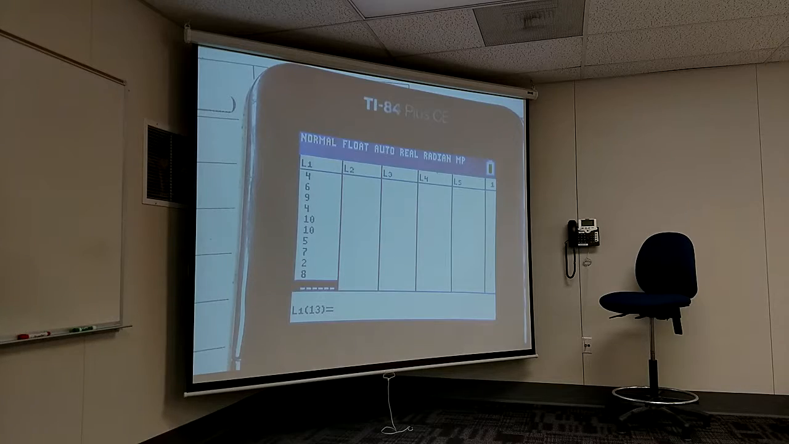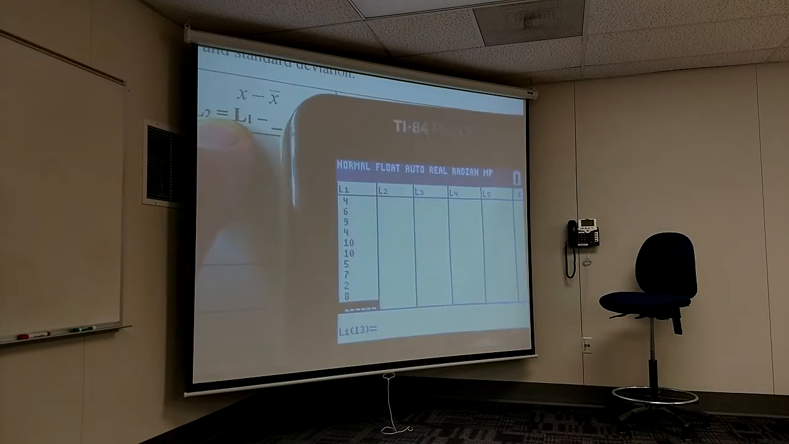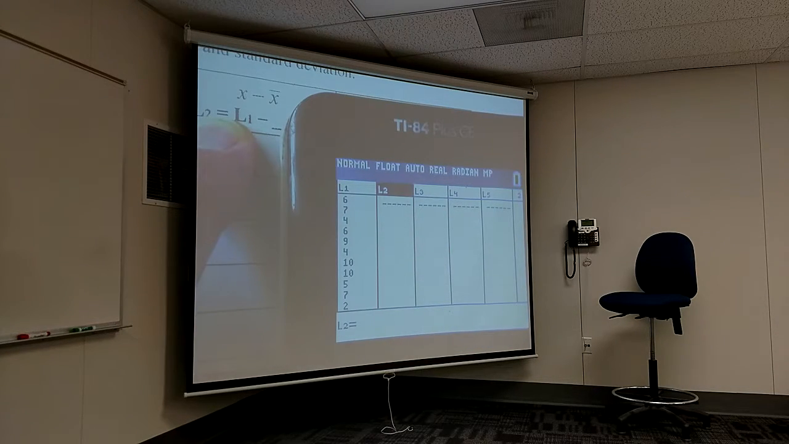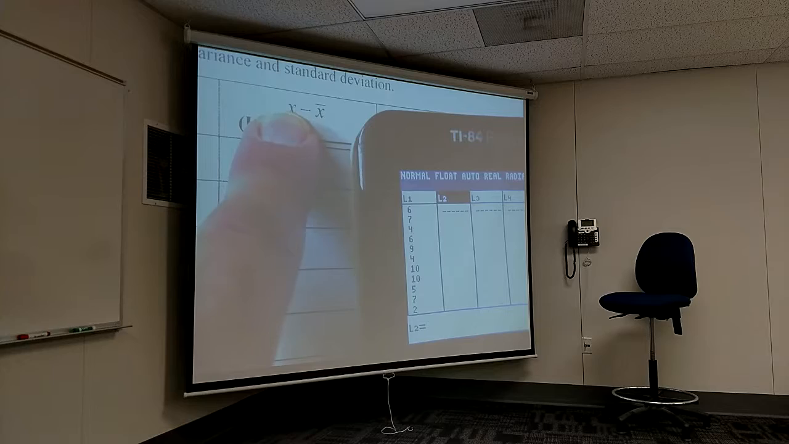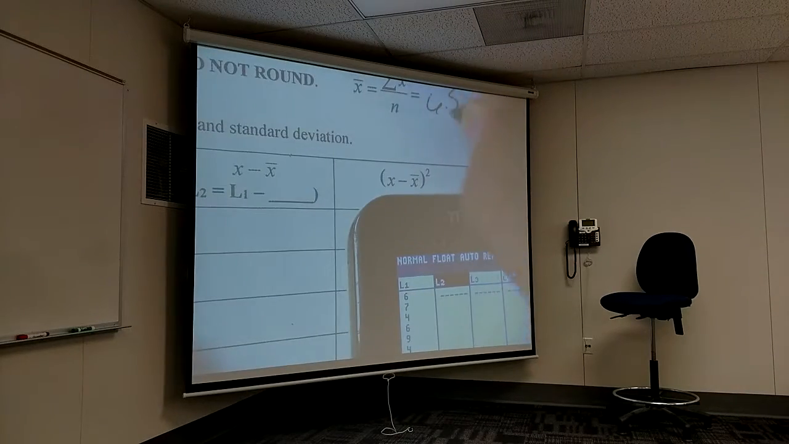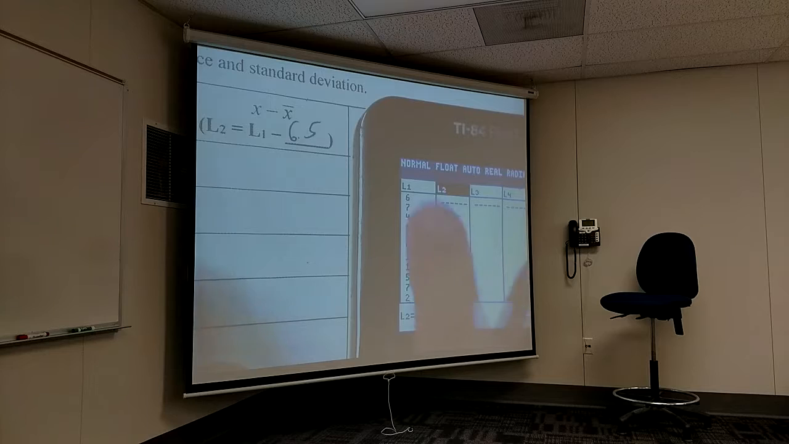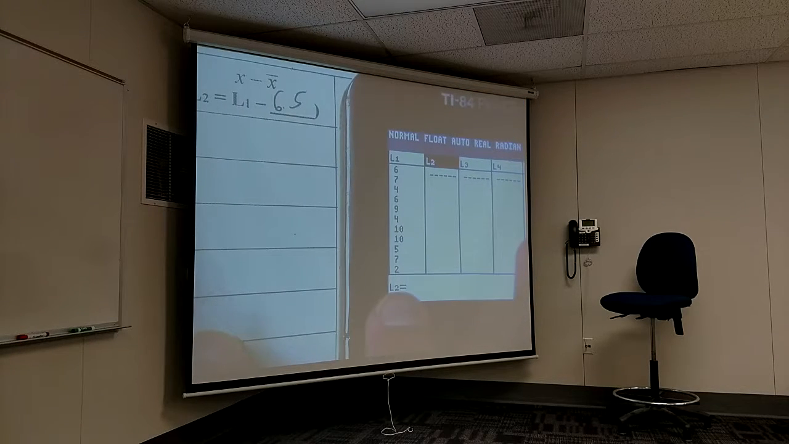Right. Now, I tried to show you on the sheet to see if anybody would try this on their own. But here's how I can create this table in my calculator. Go up to L2. What do I want L2 to be? I want L2 to be x minus x bar. Well, I know x bar is 6.5, right? So I can just go to L2 and see how down here it's like L2 equals what? All right, L2 equals L1 minus 6.5.